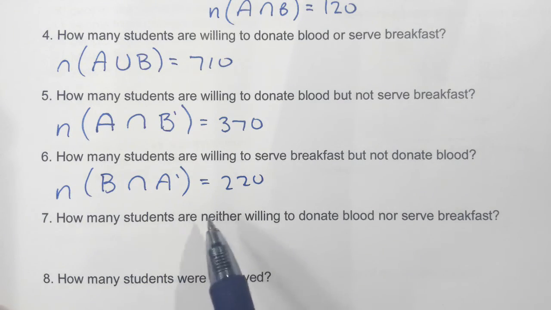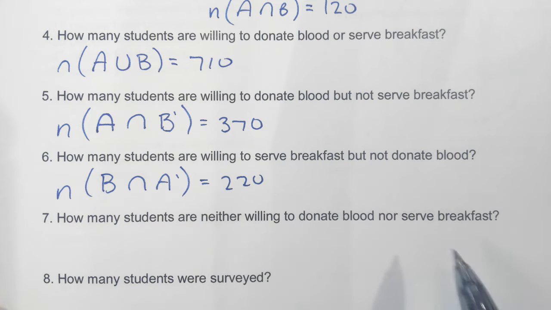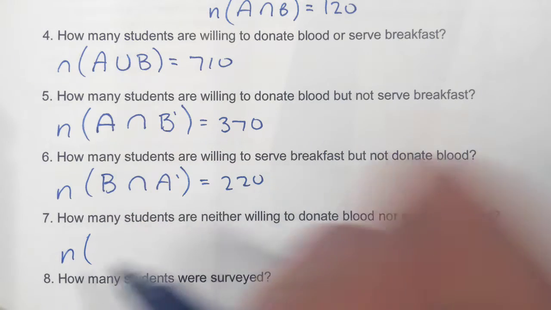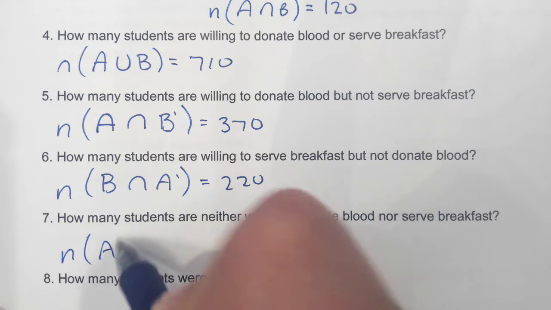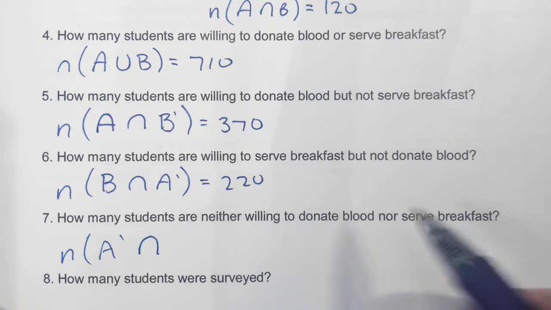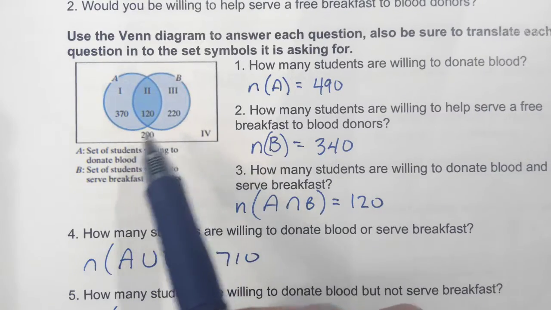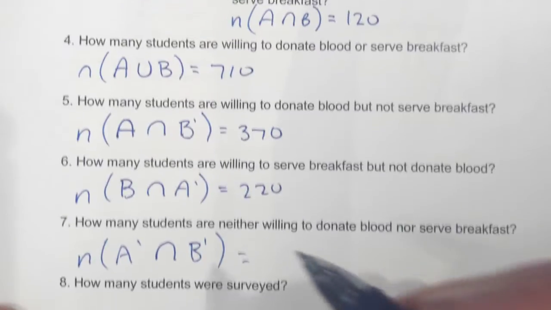How many students are neither willing to donate blood nor serve breakfast? So this one's tricky. The number of students that are not going to donate blood, so that's not A, and not B, not serve breakfast. So where is that on our chart? That's down here. These are the kids that aren't doing either, 290 of them.